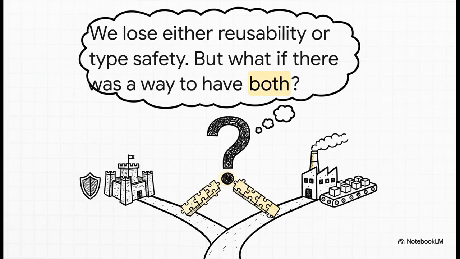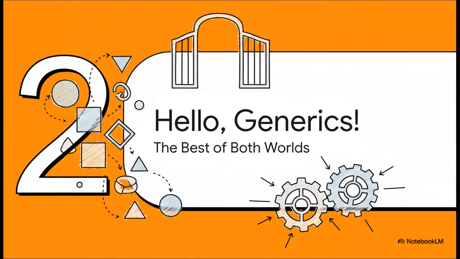But what if that's a false choice? What if there's a way to get the best of both worlds? And this, my friends, is where generics make their grand entrance. They are literally the feature in TypeScript that lets you have your cake and eat it too. You get flexibility and type safety. So let's meet our solution.